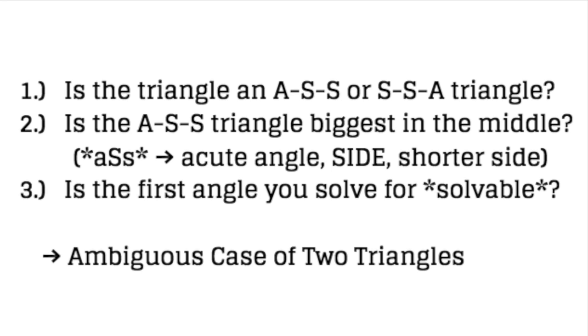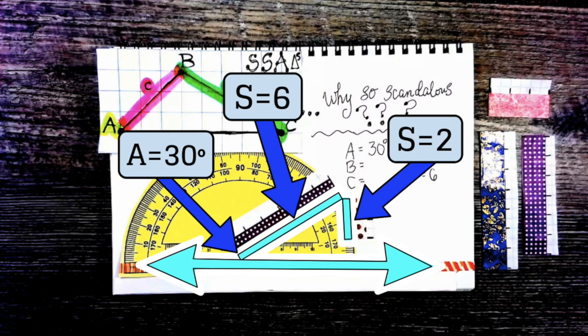Next, is the first angle you solve for solvable? So what do I mean by that? Well, if you look at the information we saw in example 3, it would have met the criteria. Number 1, is the triangle angle-side-side or side-side-angle? Yeah, it is. Number 2, is it biggest in the middle, angle-side-side? Acute angle, 30 degrees, check. Side length, okay, sure, 6, check. Shorter side, you got it, 2, check.